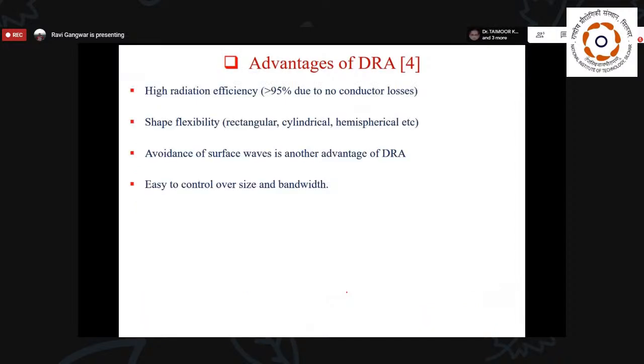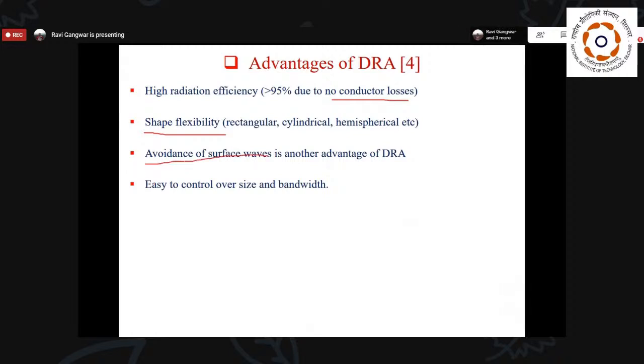If you go for the advantages, here I have listed some small advantages. The first is high radiation efficiency, because there are no conductor losses due to the absence of any conducting material inside the DRA; in the DRA only dielectric material radiates. That means there is no metallic structure, so no conductor losses. Then shape flexibility: we can use any type of shape which you are able to fabricate with the help of dielectric material.